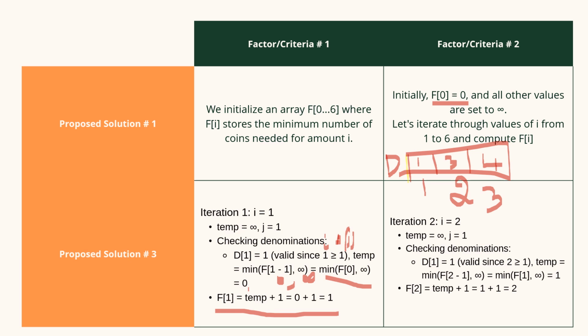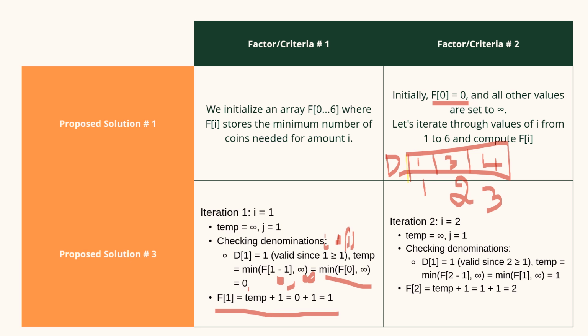In the second iteration, the I value is equal to 2 and the j value is still equal to 1, and you can check the denomination value like this. So d of 1, j is equal to 1, d of j is equal to 1. Now compare: 2 is greater than or equal to 1. The condition is evaluated to true. If true, update the value of temp. You should find the minimum value. So the minimum value here is f of 2 minus 1. 2 minus 1 is f of 1. The f of 1 value is 1. So that we have written here: 1 comma infinity. The minimum of 1 and infinity is equal to 1.